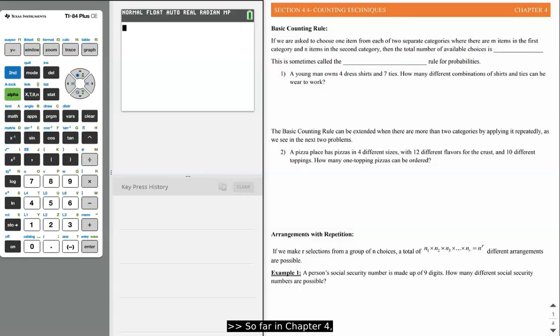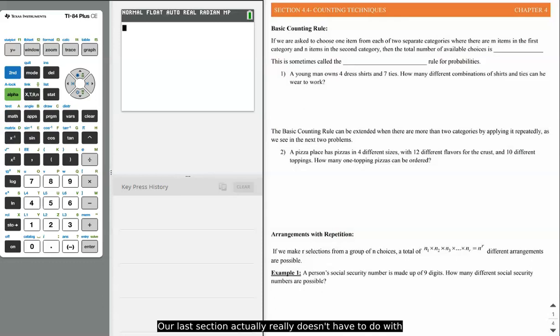So far in chapter 4, we've been looking at probability. So empirical probability, theoretical probability, conditional probability. And so we know with probabilities, they should be between 0 and 1 inclusive. So whether that be in decimal notation, fraction notation, or it could be in percent notation. Again, if we take it out of percent notation, it should still fall between 0 and 1 inclusive.